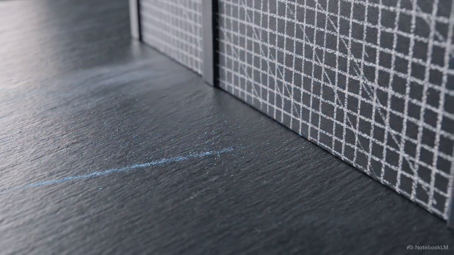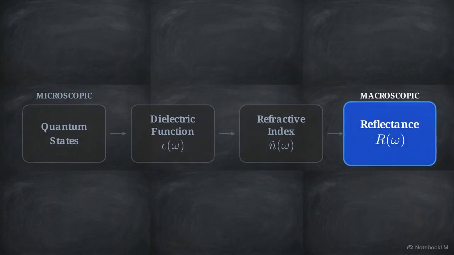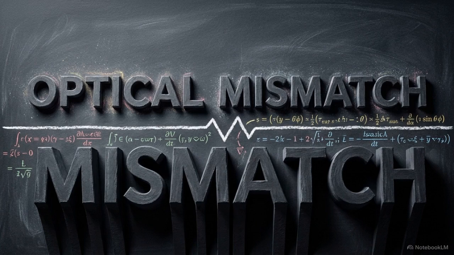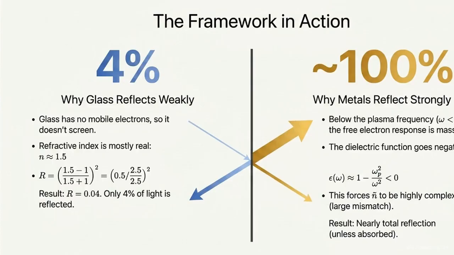This brings us to the final calculation, reflectance. Reflection is determined by the optical mismatch between the air and the material. The law of reflection states that a material reflects more strongly as the difference between its index and air's index increases. Plugging in the mostly real refractive index for glass yields a very low mismatch. The result is that only 4% of the incident light is reflected.